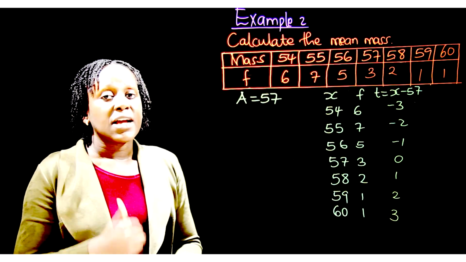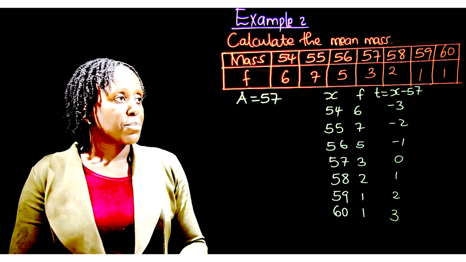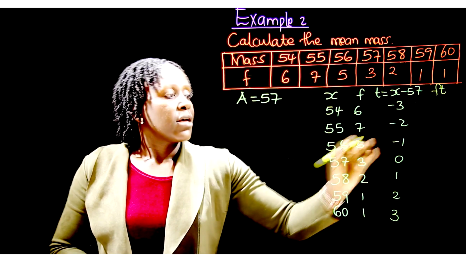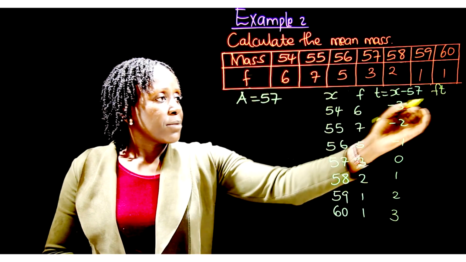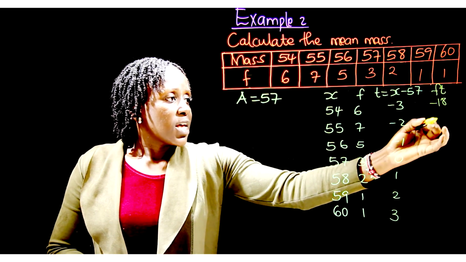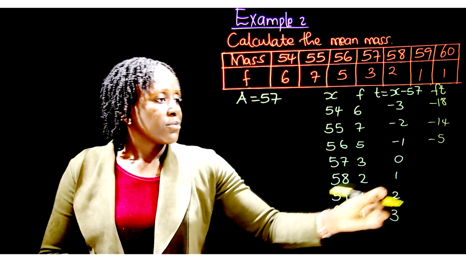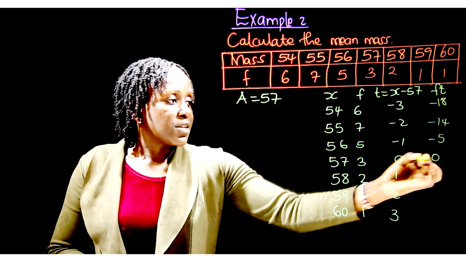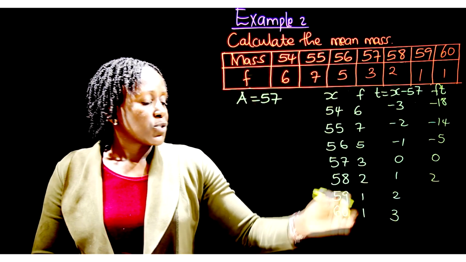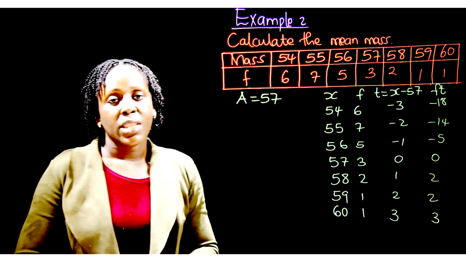Now, having calculated the value of t, we're going to calculate ft, which is a product of f and t. So we have 6 times negative 3, which is negative 18. 7 times negative 2 is negative 14. 5 times negative 1 is negative 5. 3 times 0 is 0. 2 times 1 is 2. 1 times 2 is 2. 1 times 3 is 3.